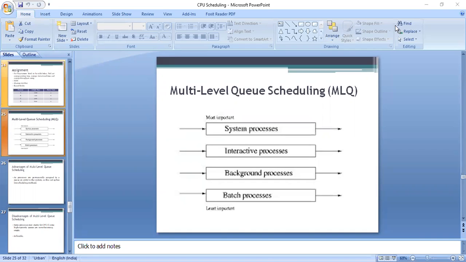It is possible that for system processes, we are implementing it with a priority queue. For interactive, we are implementing it with first come first serve, and for background, we are implementing it with maybe round robin. So we can opt for any algorithm at different levels.